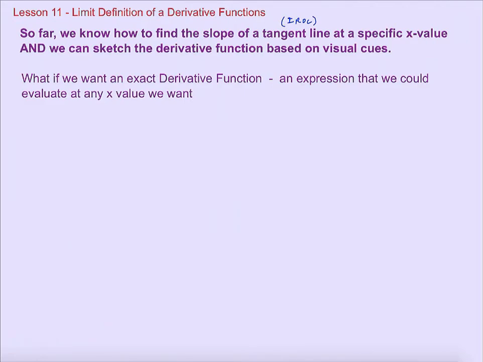Today's lesson is a big one. It's called the limit definition of a derivative function. Let's recap. So far, we know how to find the slope of a tangent line at a specific value. We also call that slope the instantaneous rate of change, or the derivative at a point.